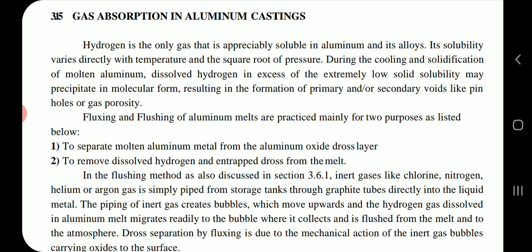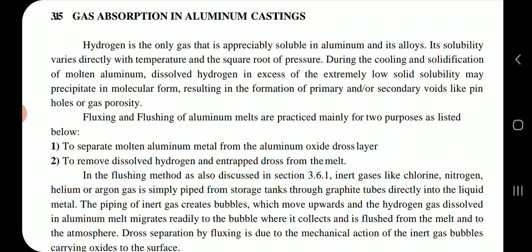During the cooling and solidification of molten aluminum, dissolved hydrogen in excess of the extremely low solid solubility may precipitate in molecular form, resulting in the formation of primary and/or secondary voids like pinholes or gas porosity.